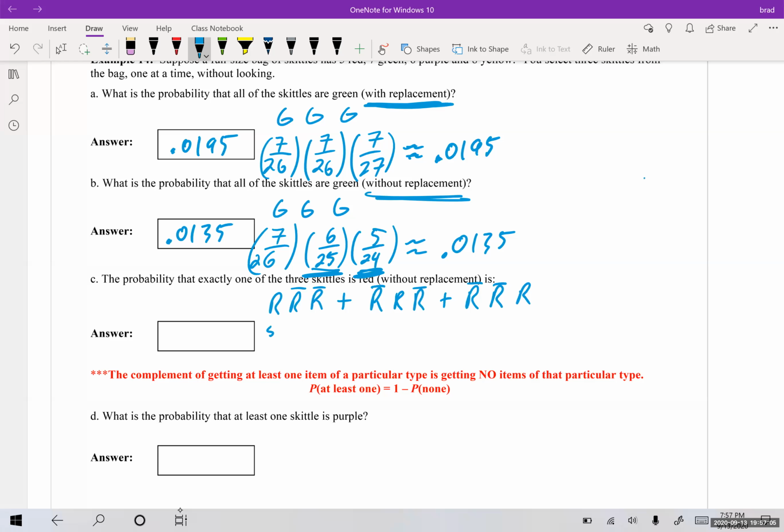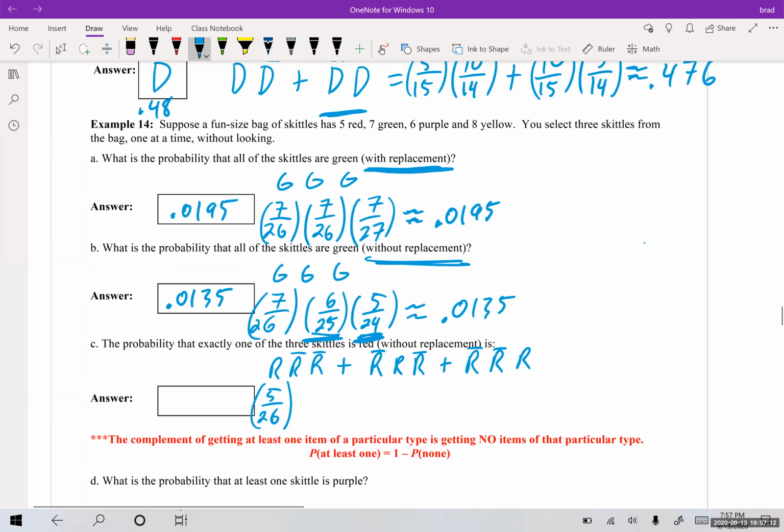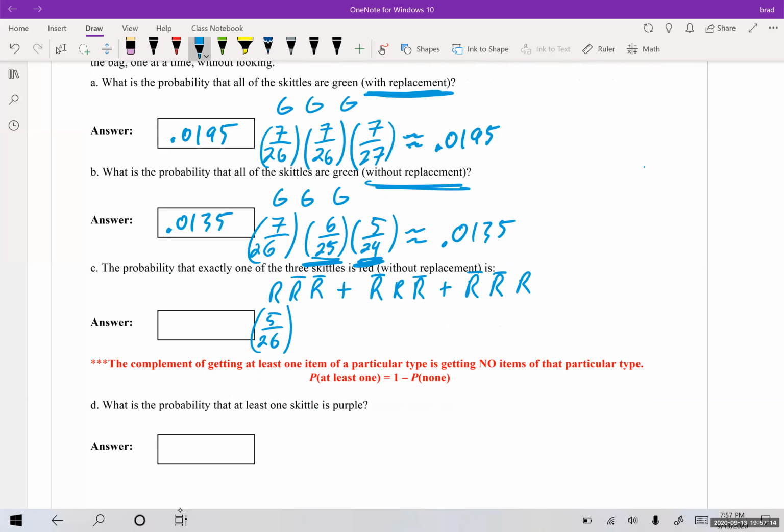And this will be 5 out of 26 are red, right? Let me double check. Yeah. Now, how many are not red? Well, that means there's 21 not reds out of 25, right? Plus 20 not reds out of 24. Now we got to do this other, I'm sorry, times 20 out of 24.